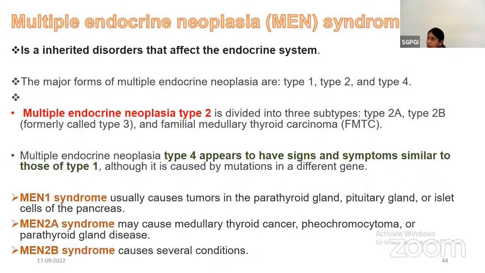So now coming to the discussion part of this case, this was a case of MEN 2A. And the patient has a strong family history of MEN 2A, and the patient also has medullary thyroid carcinoma, pheochromocytoma, and parathyroid adenoma.